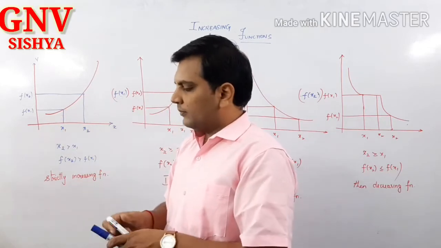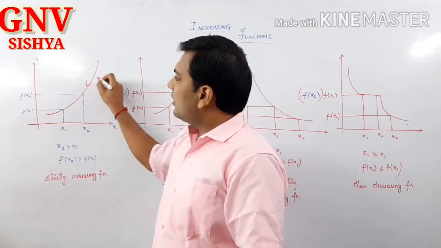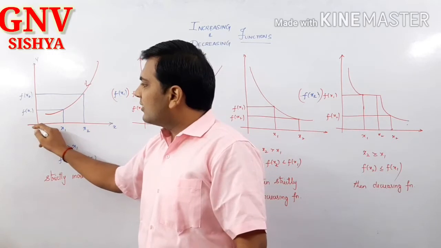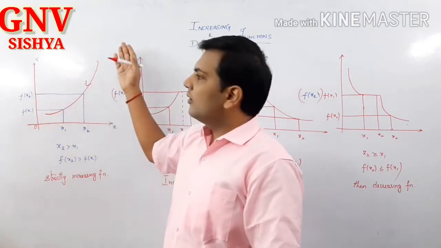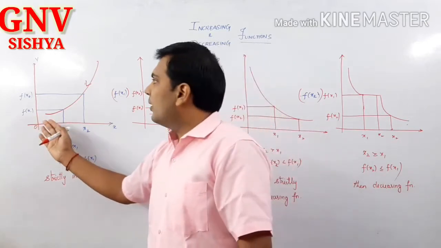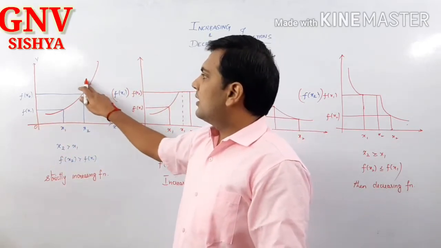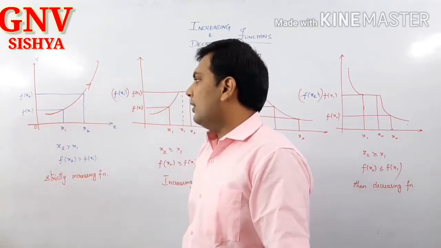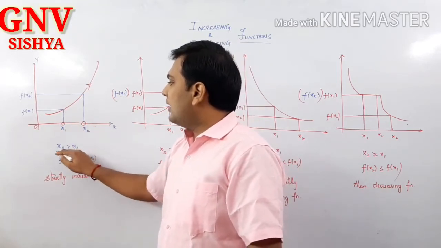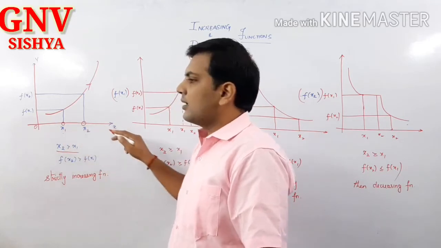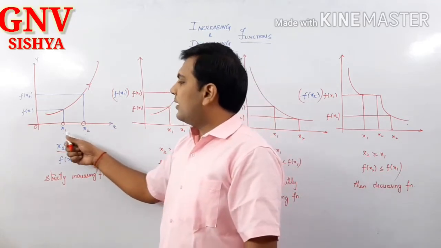It is going up. You can ask me, sir, if it comes down, sir, this is the origin, this is the positive x-axis, this is the negative x-axis. From 0 only everything will go, correct? So this graph is going up. Am I correct? Now, let me consider values x1 and x2 such that x2 is greater than x1, on the positive x-axis only. So x2 is greater than x1.